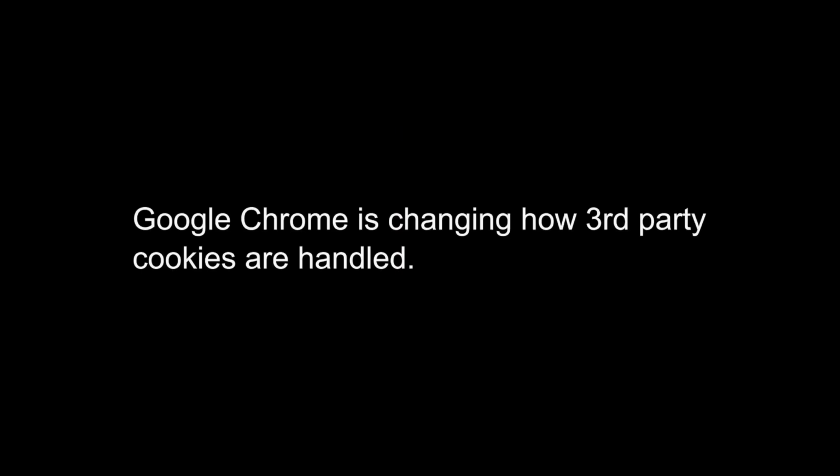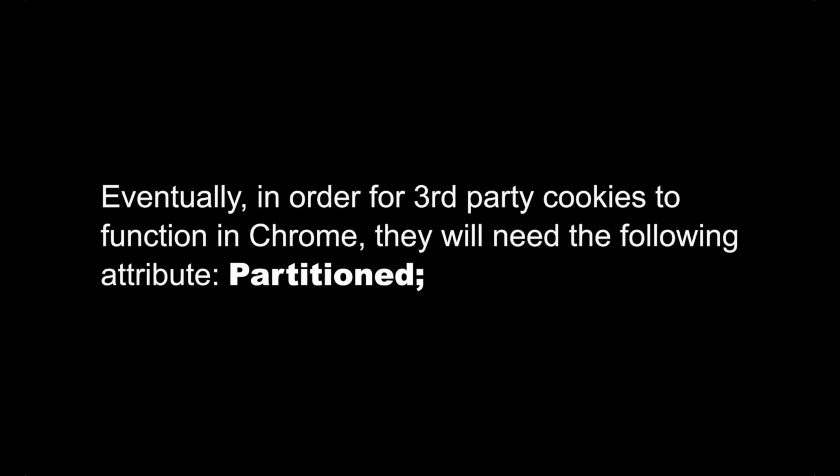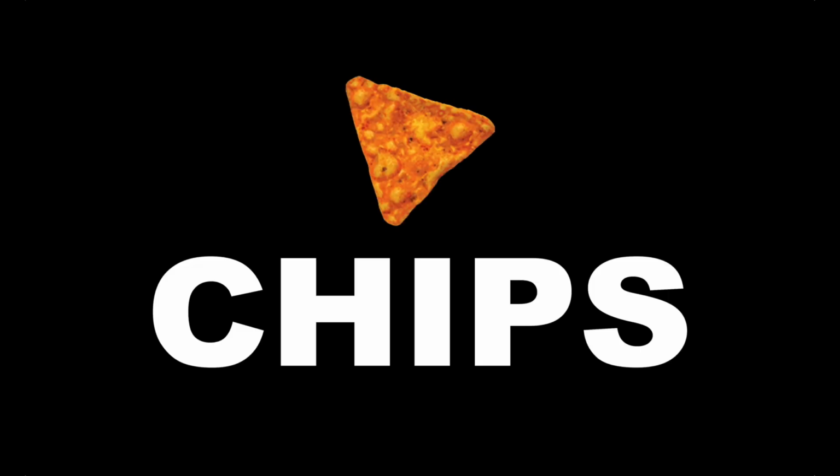Google Chrome is changing how third-party cookies are handled. Eventually, in order for third-party cookies to function in Chrome, they will need the following attribute, partitioned. This attribute changes third-party cookies into CHIPS. CHIPS is an acronym. It stands for Cookies Having Independent Partitioned State. CHIPS are privacy-enhanced third-party cookies.